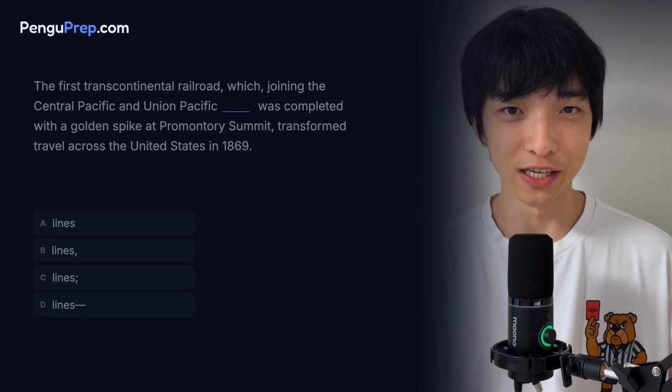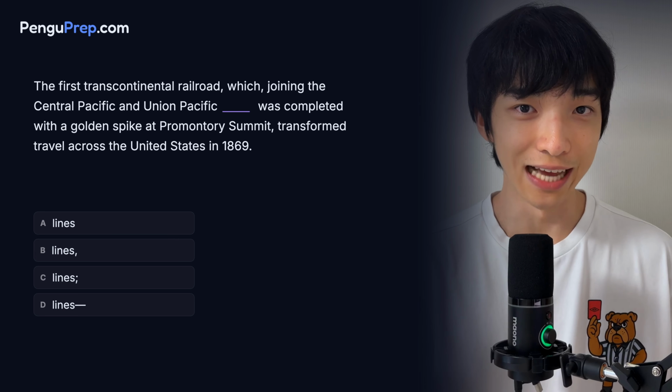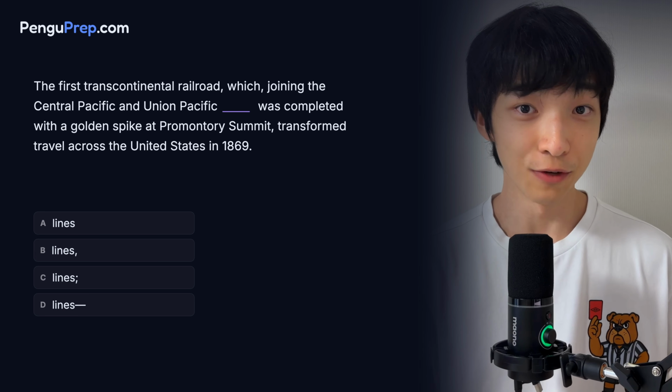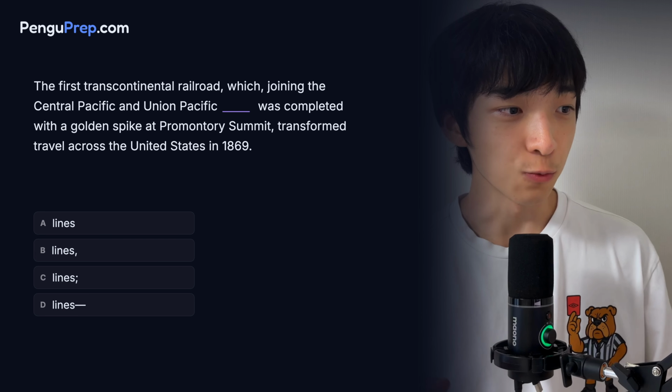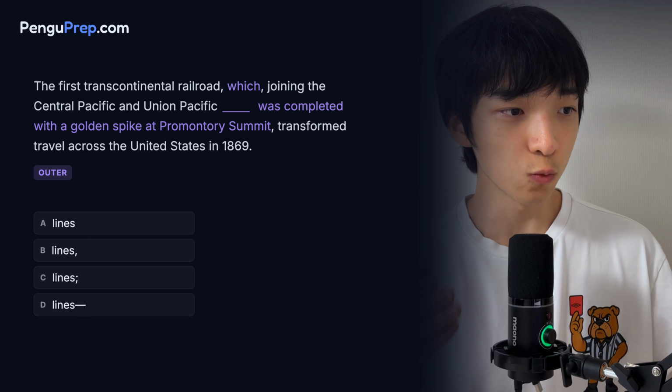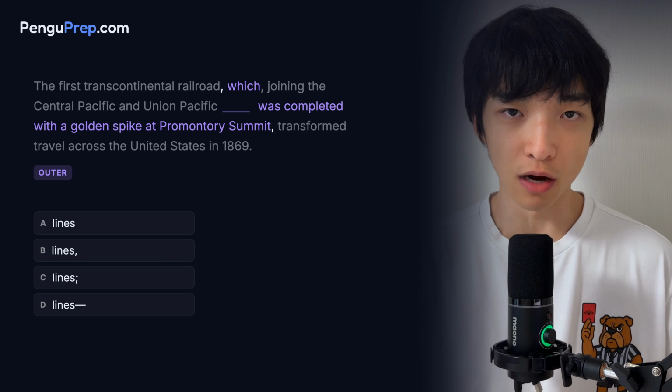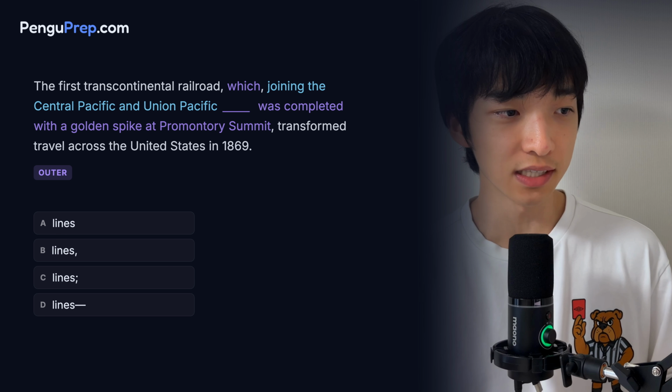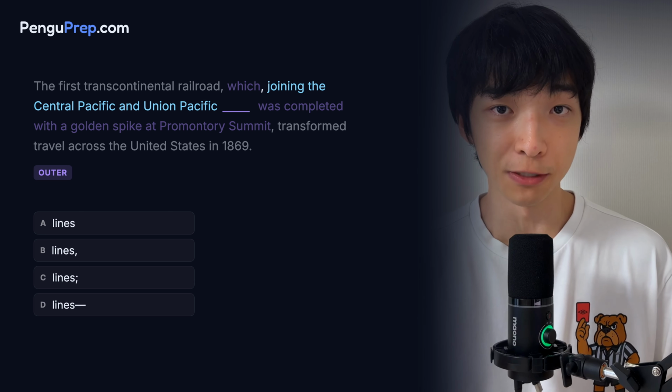Now, let's try a problem together. Pause the video, read the problem, then listen to my explanation. Finished? Then let's begin. First, we need to spot where the outer and inner non-essential clauses are. The outer non-essential clause is which was completed with a golden spike at Promontory Summit. The inner non-essential clause is joining the Central Pacific and Union Pacific lines.